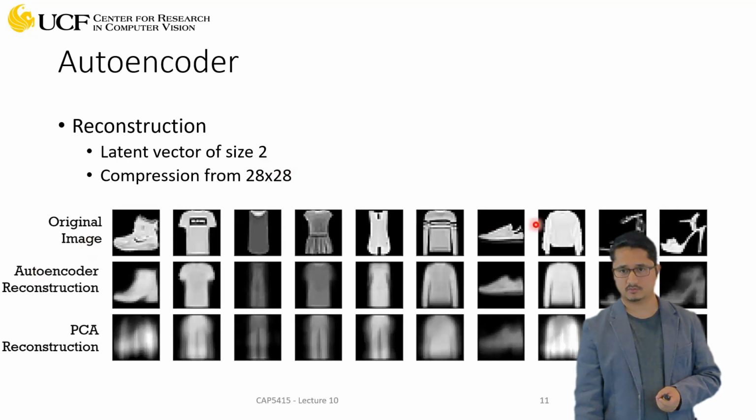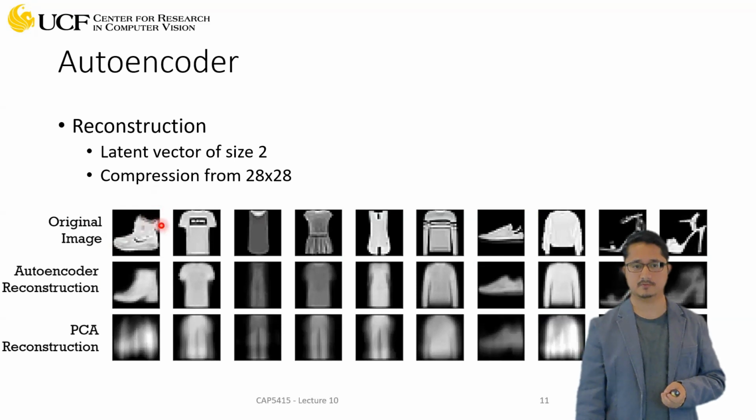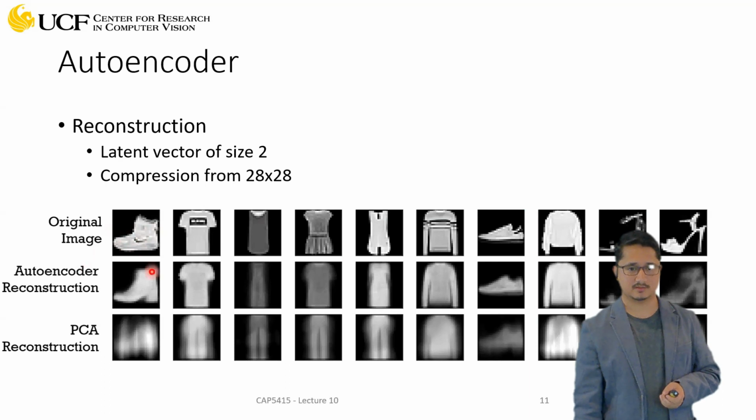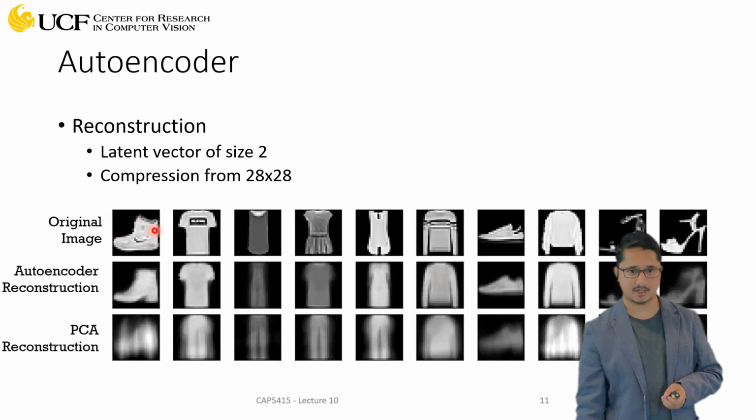The top row is your original image. Okay, and then you train your autoencoder using these images where the latent code is just 2 values. And the second row is actually showing you the reconstructed images. So you'll be amazed that just 2 values are actually capturing all the information you have, let's say for this shoe, and it's able to reconstruct it.